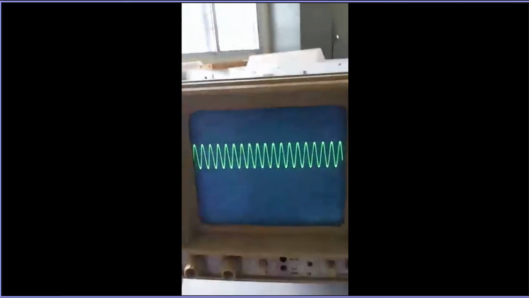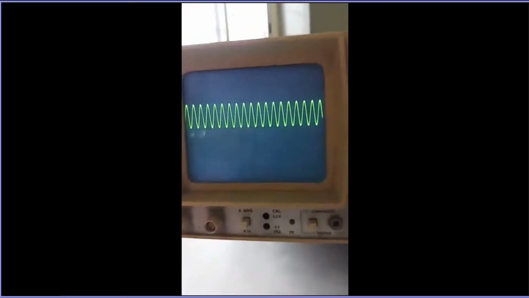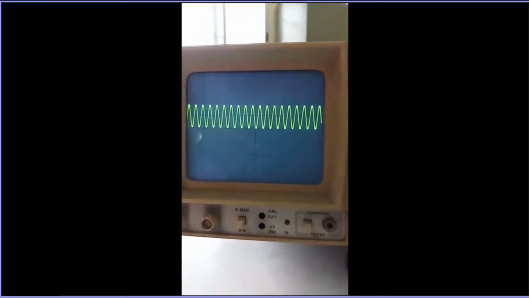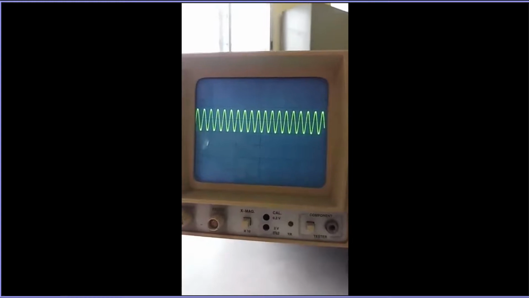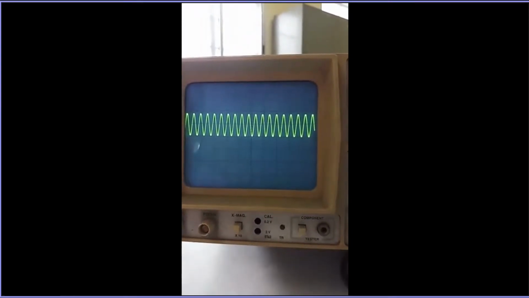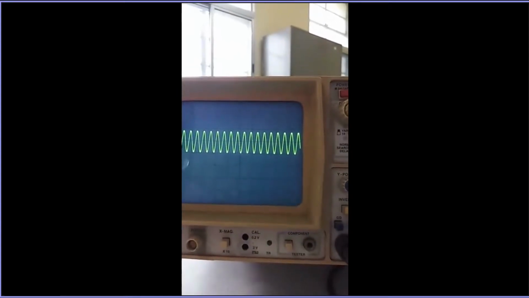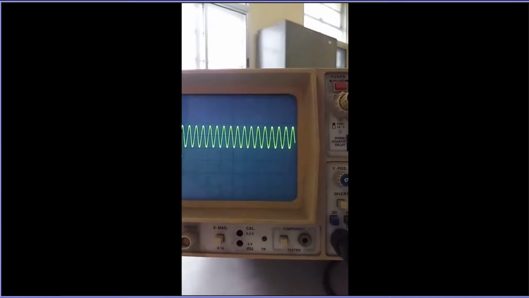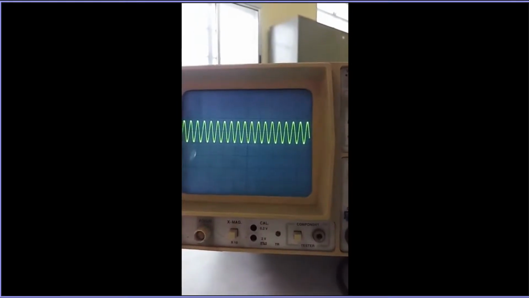Okay. Now you can see the deviation. You can easily observe it. So this is at 9 kilohertz second order. Deviation you can see, right? The amplitude deviation you can see. And now we are going to see 9 kilohertz fourth order.